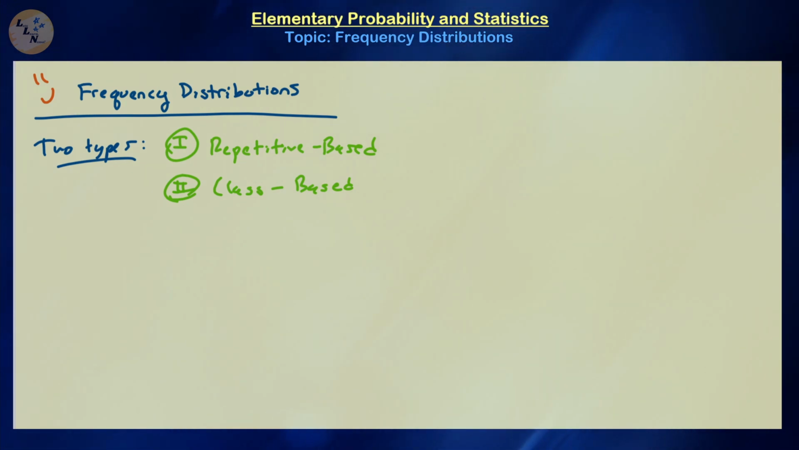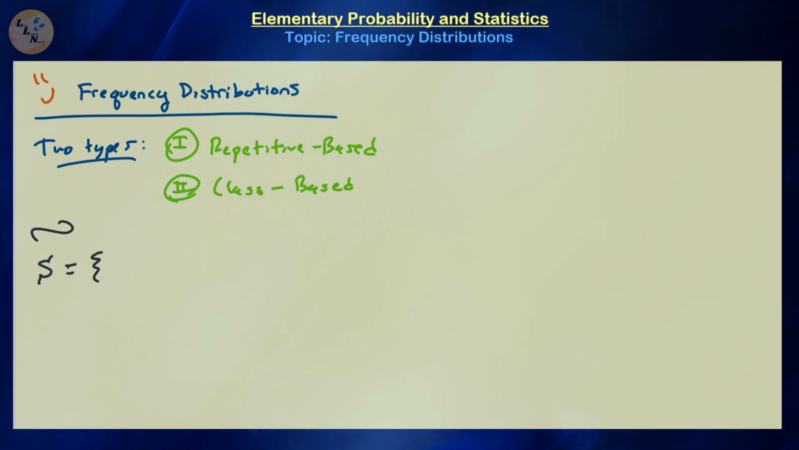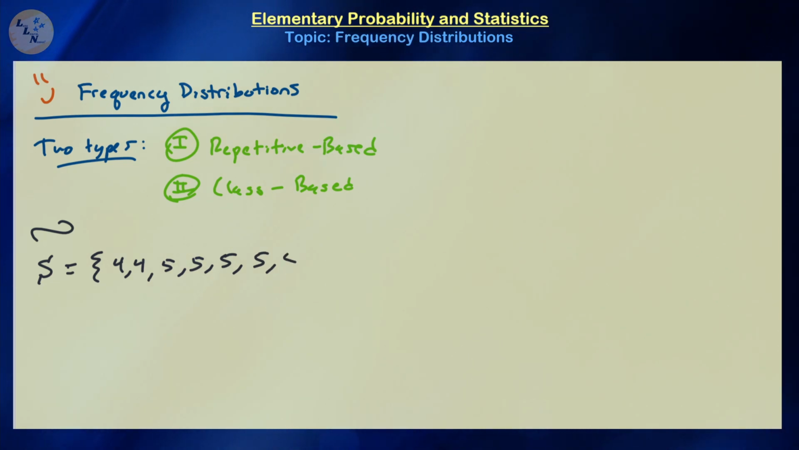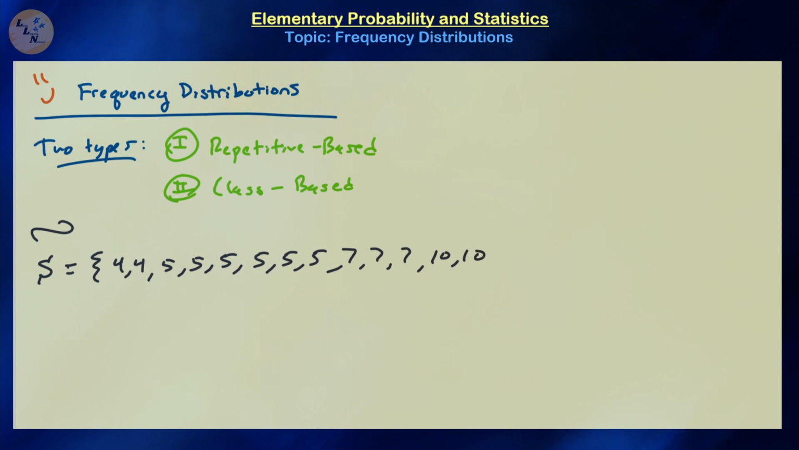So let's talk about what it means to be a repetitive based frequency distribution representation for a data set. Let's just start off with an example. A data set S. Let S be the set containing the elements 4, 4, 5, 5, 5, 5, 5, 5, and then 7, 7, 7, and then 10, 10, 10, and 10.